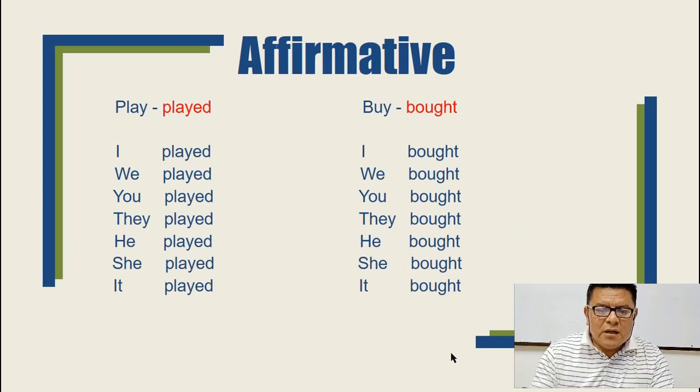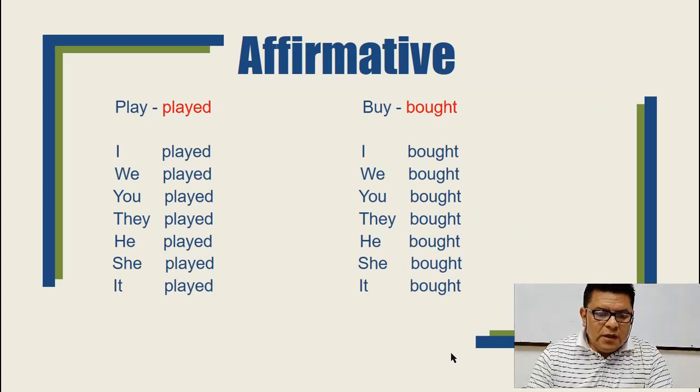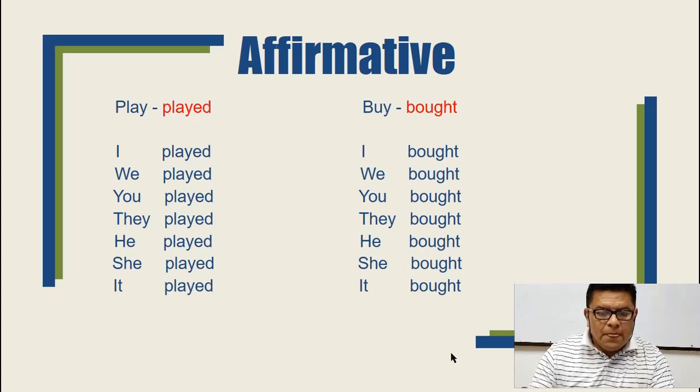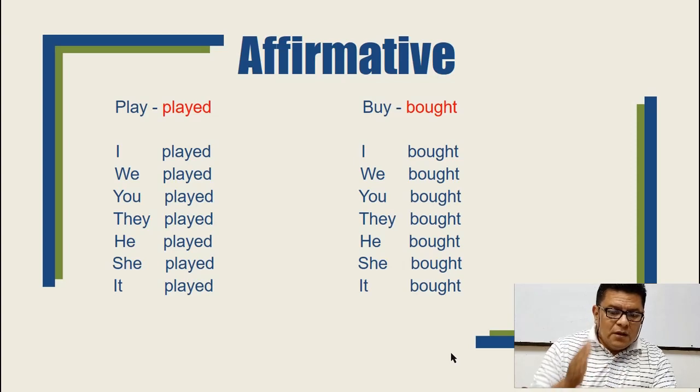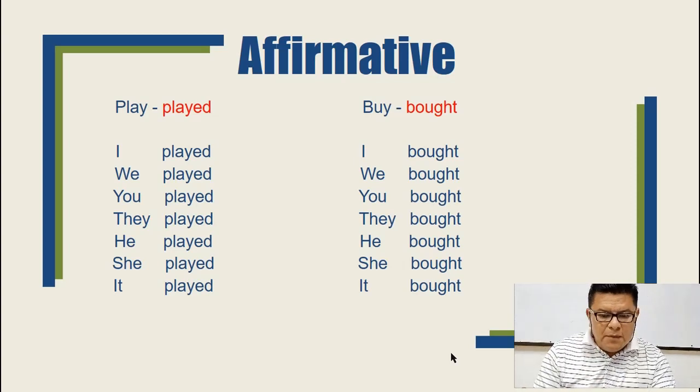Now, let's check the conjugation. Please observe the example of the verb play. We say play and the past played. And then one irregular verb. We have buy and bought. I played, we played, you played, they played, he played, she played, it played. If you observe, it's exactly the same for all people.